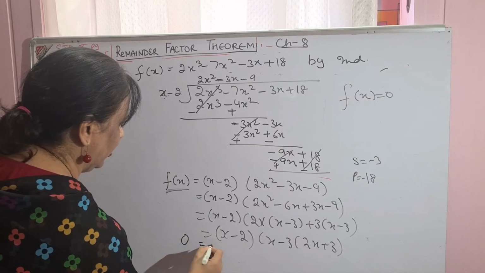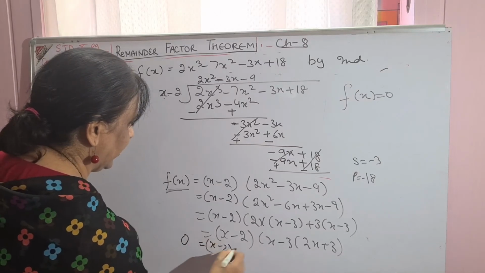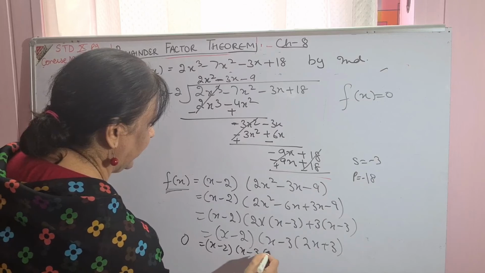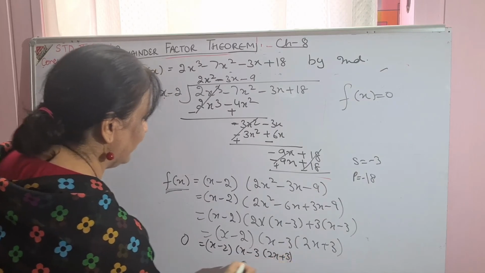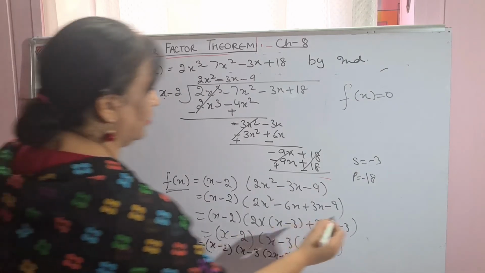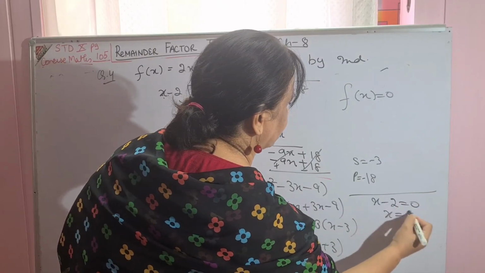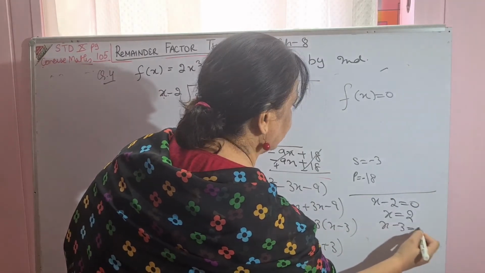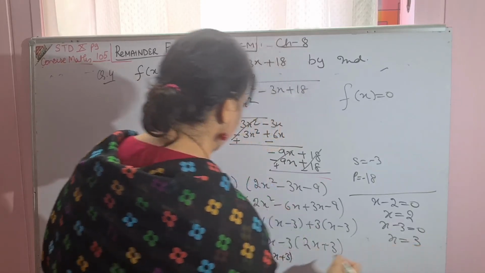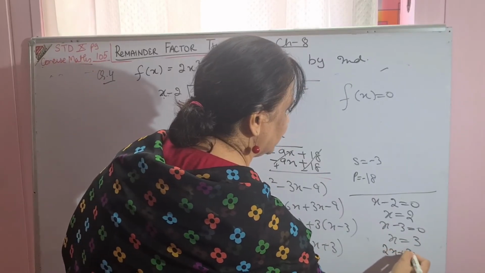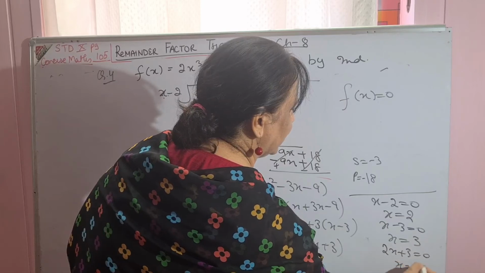So I put it 0, x minus 2, x minus 3, 2x plus 3, and one by one I'll put it equal to 0. So x minus 2 is equal to 0, or x is equal to 2. x minus 3 is equal to 0, so x is equal to 3, and 2x plus 3 is equal to 0, so x is equal to minus 3 by 2.